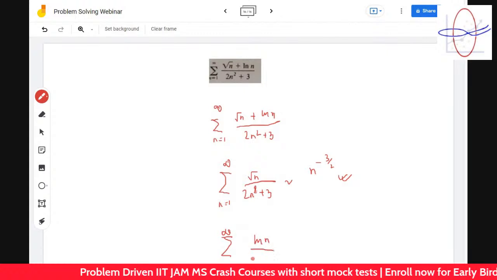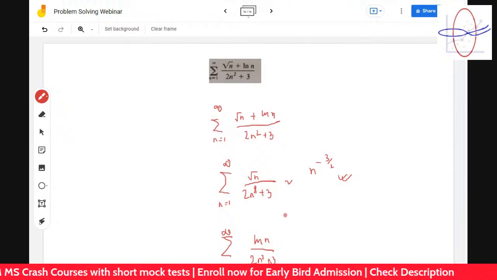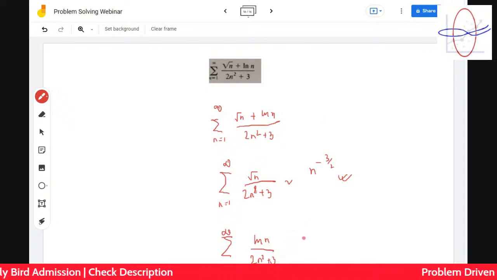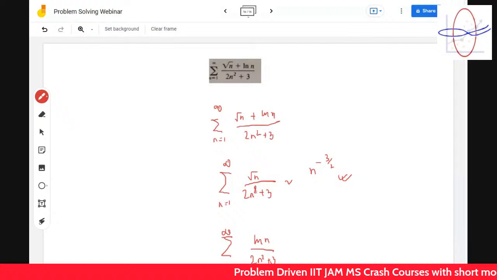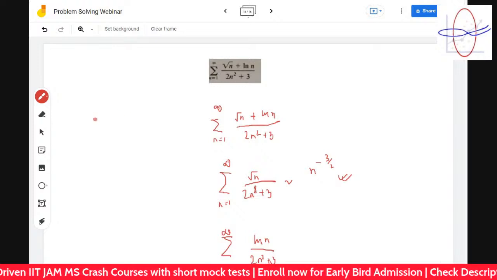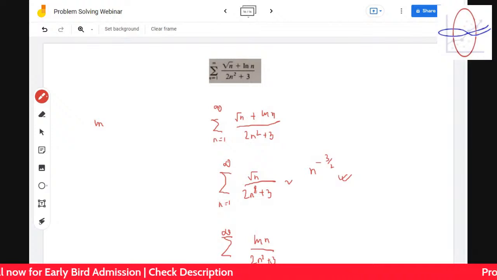And let's take this: log n by twice n squared. You can also actually prove that this behaves like... log n is actually not comparable to n squared. So you can actually also prove that log n is not comparable to n squared. So do you know some famous inequalities on log? So let's understand this.